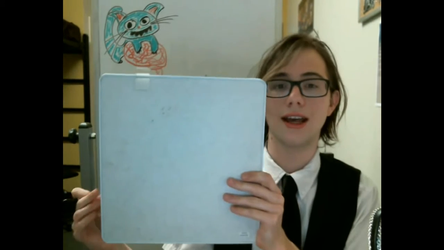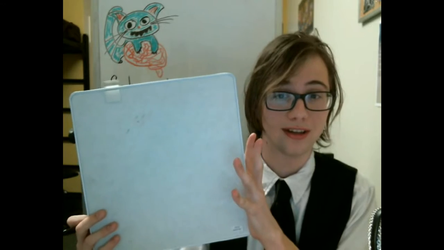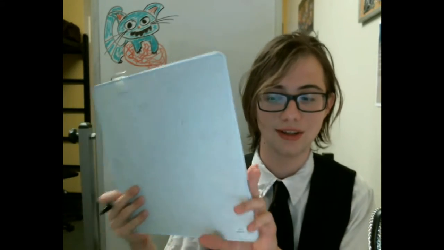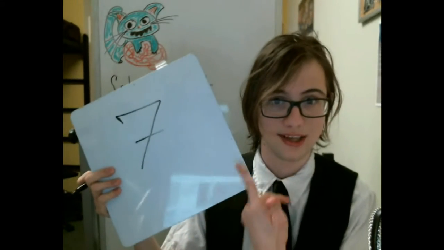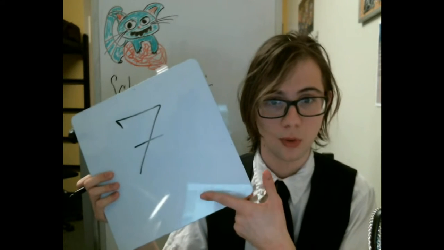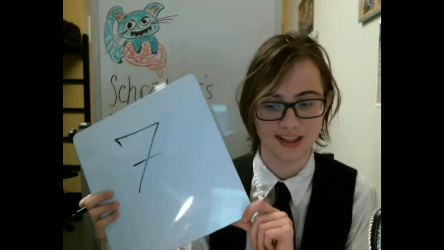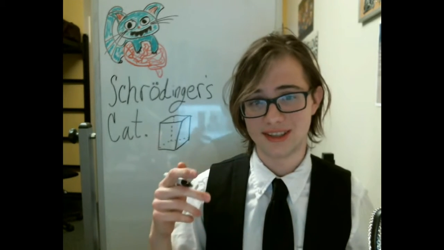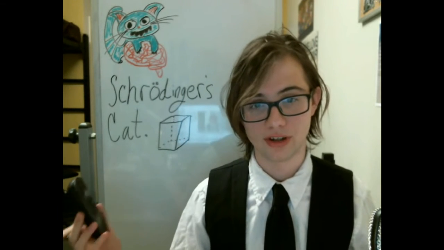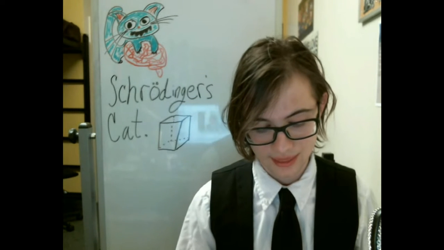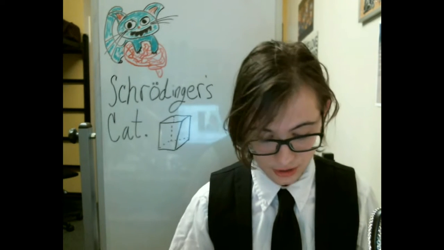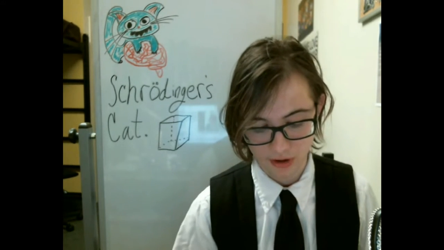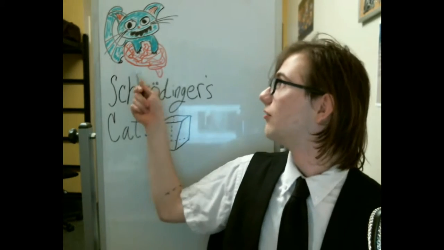But once I turn it, once you observe it, it collapses into a single system. In this case, 7. But when you weren't looking, it was every single possible number. Now, that collapse into the 7 in this case is called a wave function collapse. And this is what Schrodinger was talking about when he talked about his famous cat.